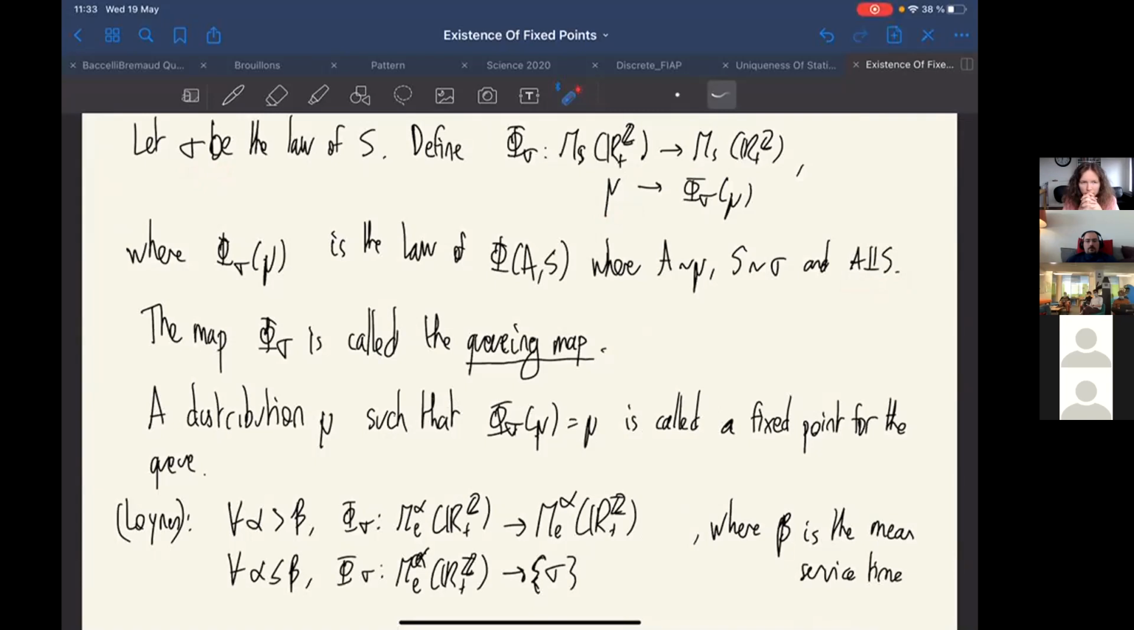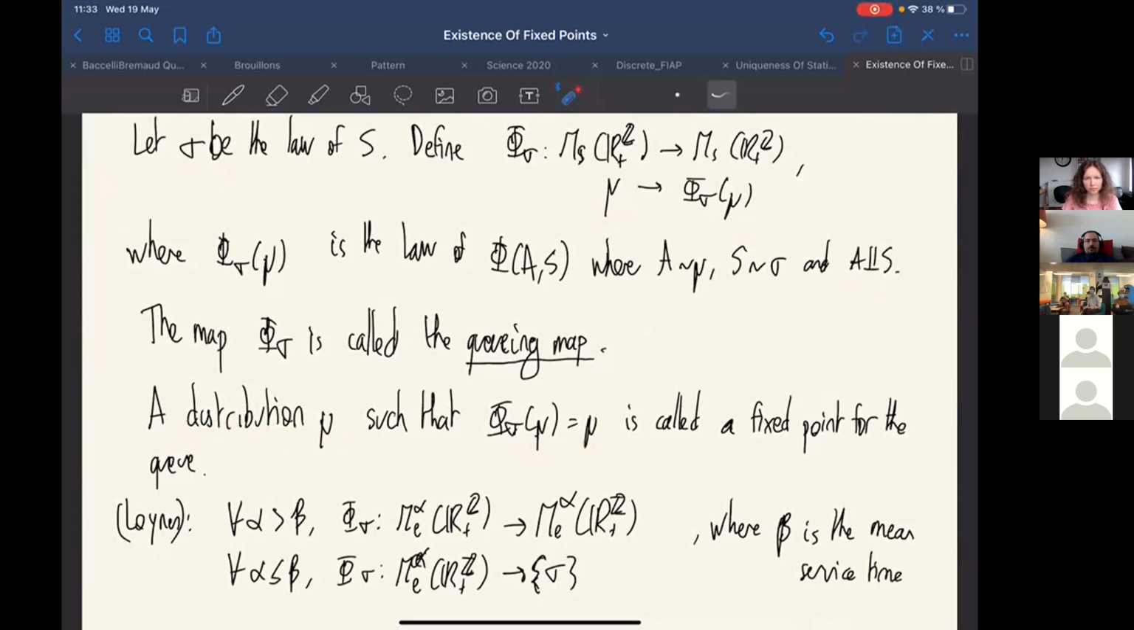So basically, this is the queuing map, because it associates with a measure of an inter-arrival process, the law of inter-arrivals process, the law of inter-departure processes. So a fixed point for the queue is exactly a distribution mu such that phi sigma of mu is equal to mu.